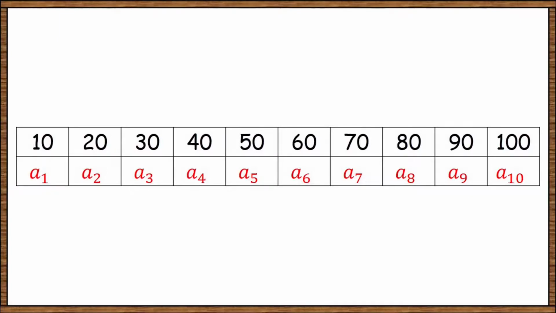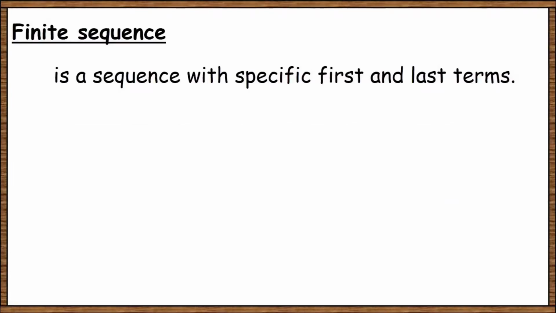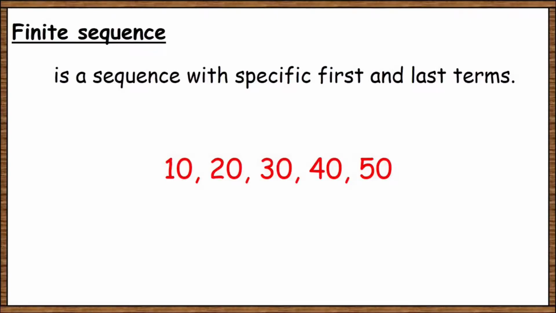Nakikita natin na ang first term or a sub 1 ay 10. A sub 2 ay 20. A sub 3 ay 30, etc. Finite sequence is a sequence with specific first and last terms. Makikita natin sa halimbawa na ang first term nito ay 10 at ang last term ay 50.